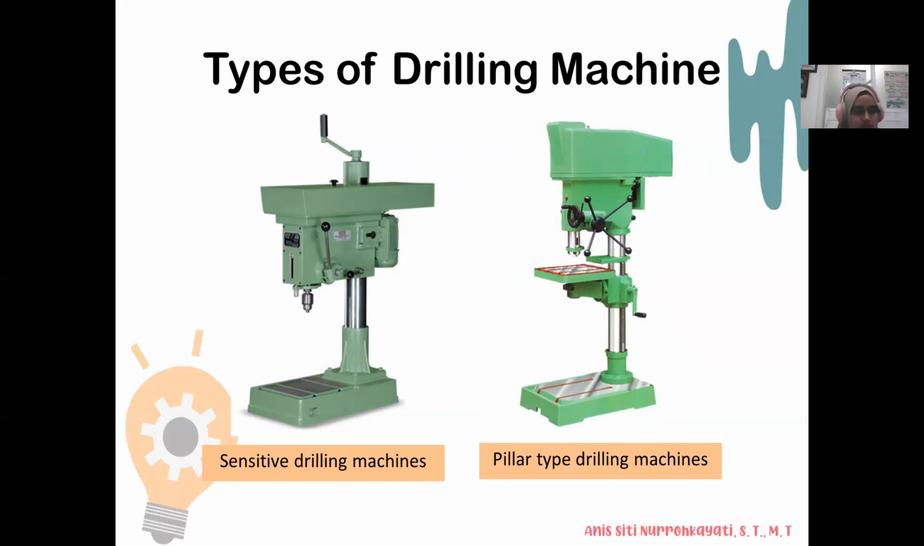Pillar type drilling machines are generally similar to sensitive drilling machines. So this is the similarity between sensitive drilling and pillar type drilling machines, but they are meant for heavier work. If the sensitive drilling machine is used for soft work, a pillar type drilling machine is used for hard or heavier work.